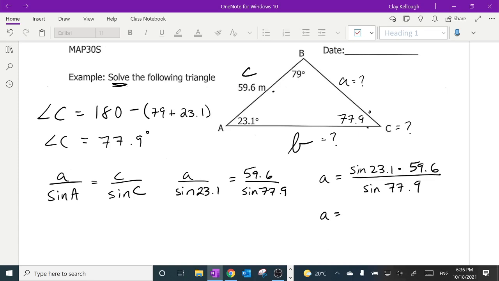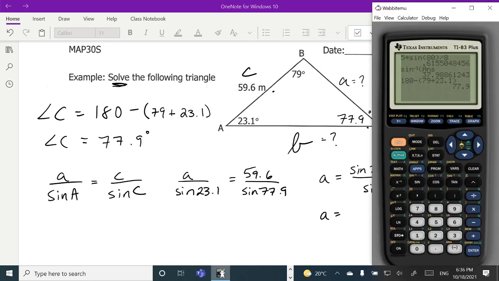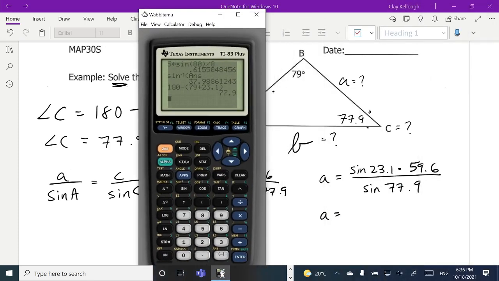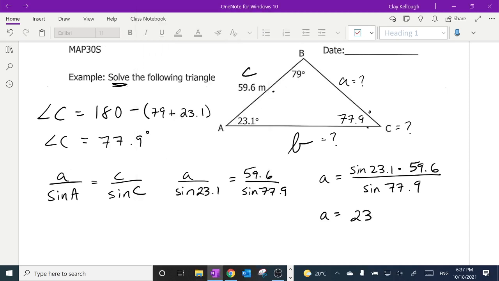So side A, let's get the calculator back. Okay, clear. Sine of 23.1, don't forget to close the bracket, times 59.6 divided by the sine of 77.9, close my brackets, equals 23.91. I'll just round it to 23.9 meters, this one is. Okay, this is usually where somebody says, do we have to do sine law again?